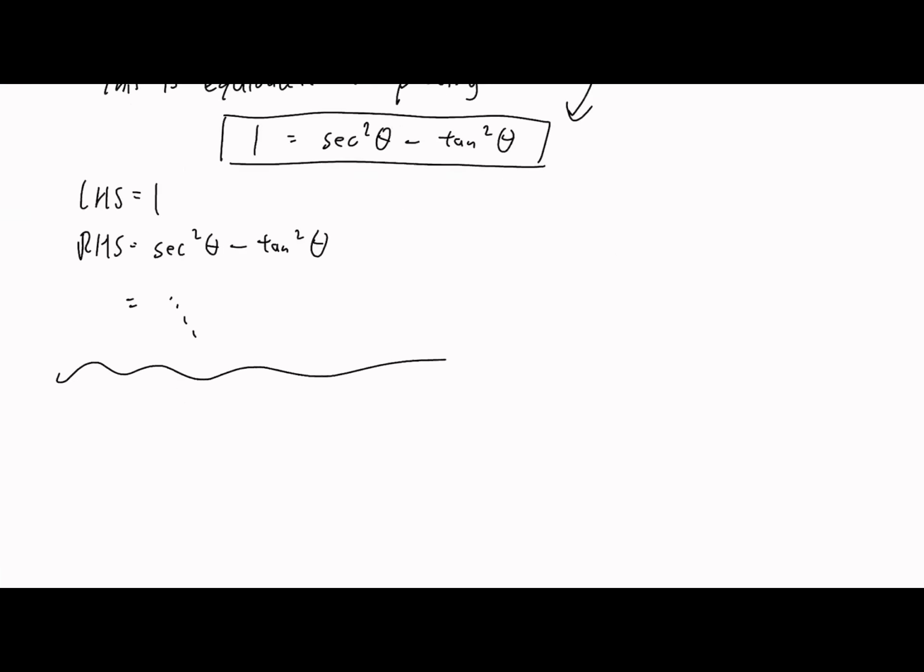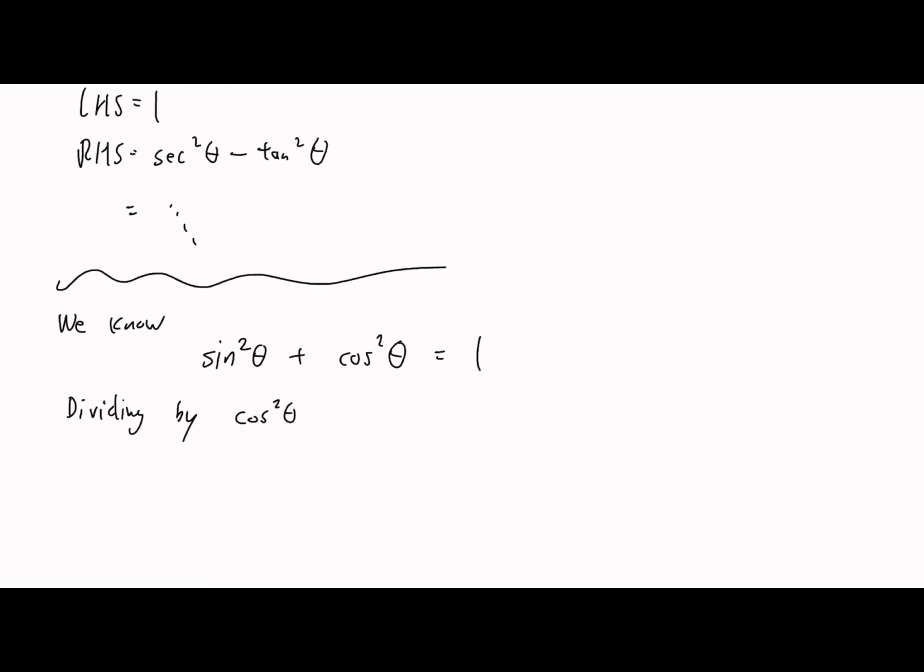The alternative method is simply to realize that we know the following: sine square theta plus cosine square theta equals 1. So that must mean dividing by cosine square theta throughout. What does divide throughout mean? It means 1 over cosine square on the left, 1 over cosine square on the right. Divide is the same as multiplying by 1 over the whole thing.